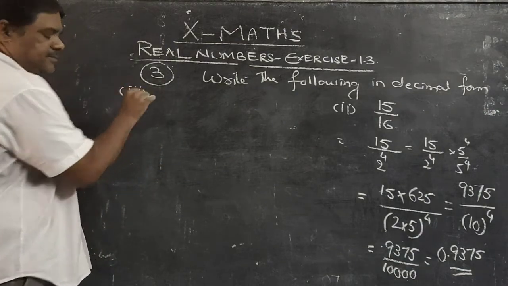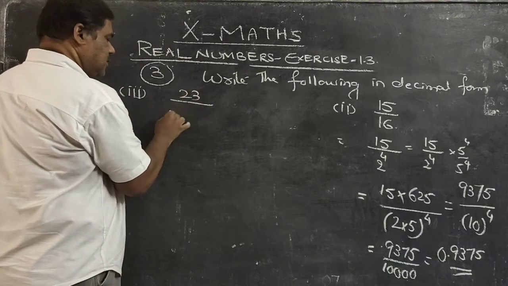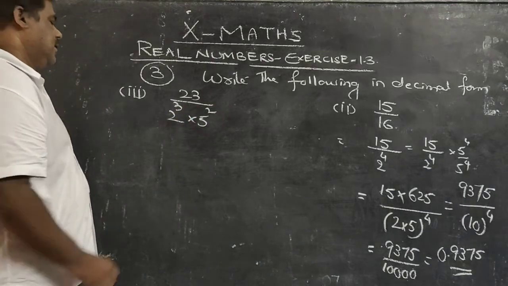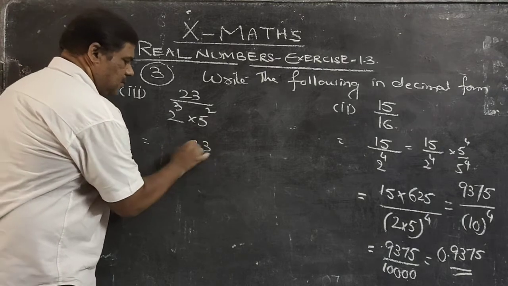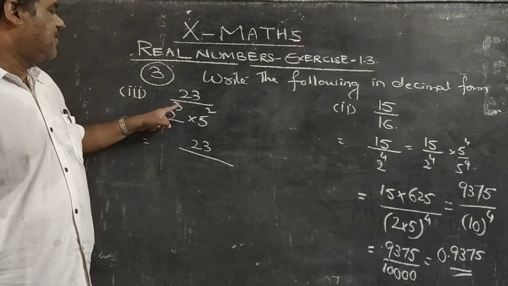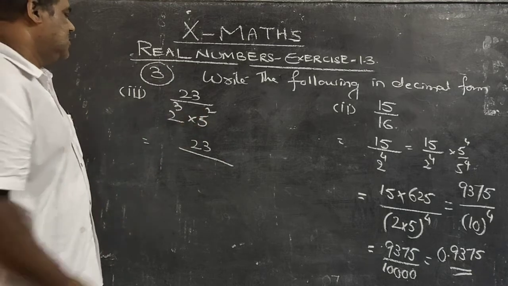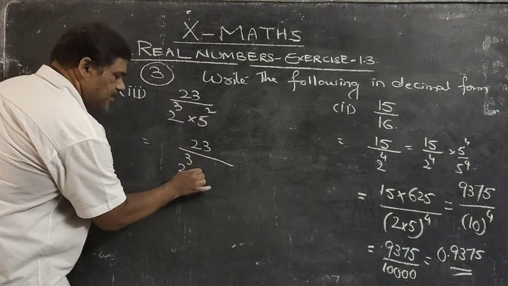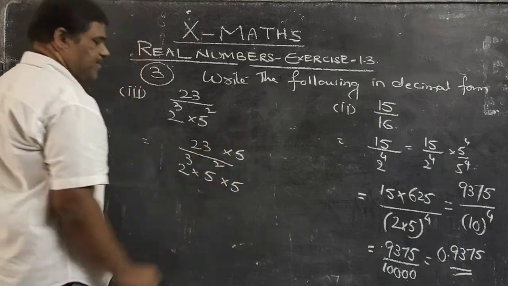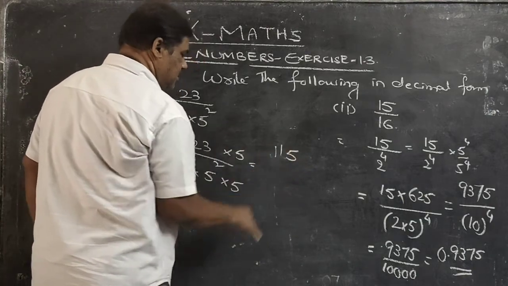Third one, 23 by 2 cube into 5 square. We know 2 into 5 is 10, but here 2 has power 3, but 5 has only power 2. So one more 5 should be there. So 2 cube into 5 square is there, let us multiply and divide by 5. 23 into 5.